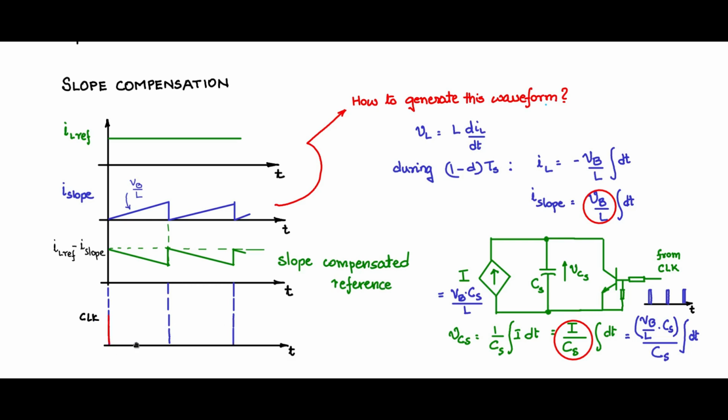So you will see the clock signal. A very narrow duty cycle pulse occurring at the start of every TS period will reset the capacitance and bring it to zero. Then the capacitor will keep integrating and build up, and at the occurrence of the next clock, it will reset to zero. Again it will start integrating, and at the next clock, the starting of the TS period, it will reset to zero. So this will keep happening. In this way we can generate this I slope waveform and use it for obtaining the slope compensated reference.